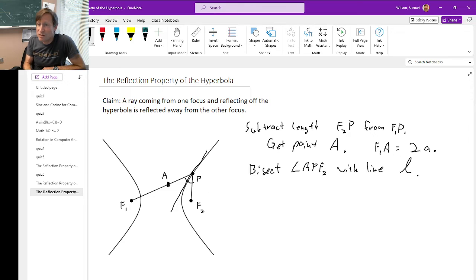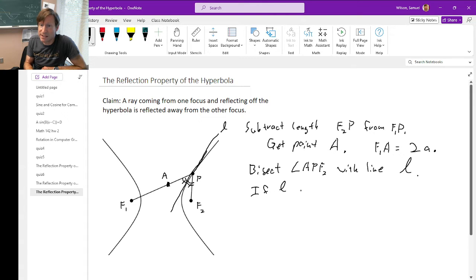Okay, so since we cut this angle in half, this angle here is going to equal that angle there, because after all, we cut the big angle in half. And this is the line L right here. Now it's going to be enough to show that the line L is tangent to the hyperbola. So let me show you why that's enough to prove the reflection property.